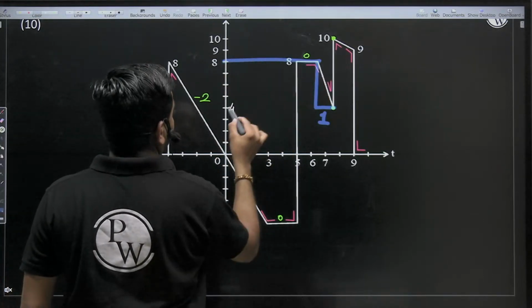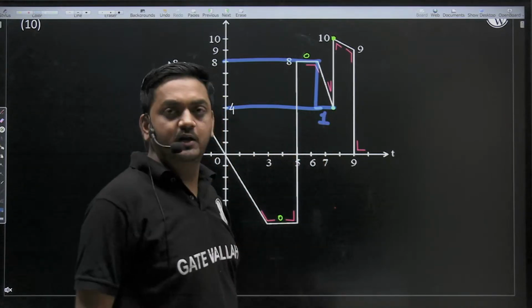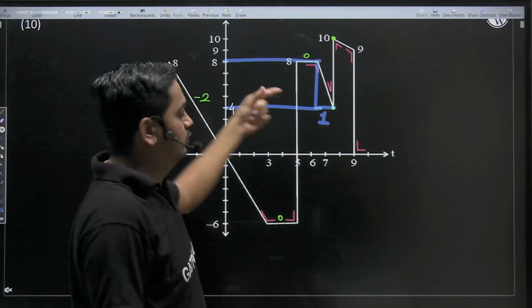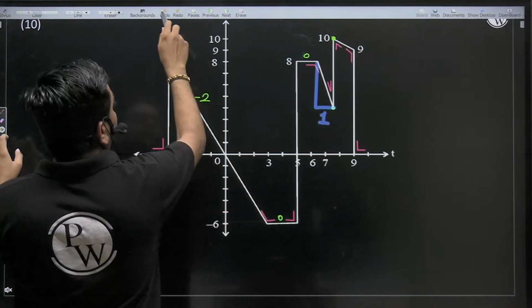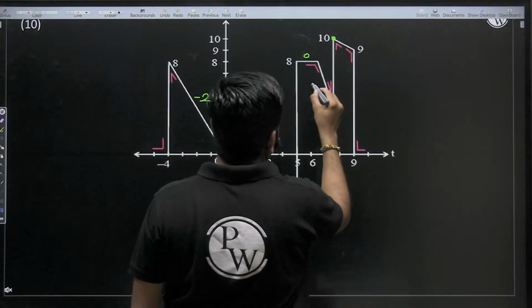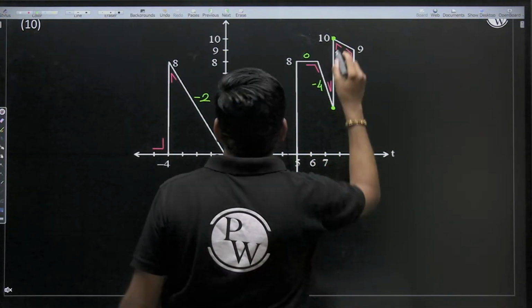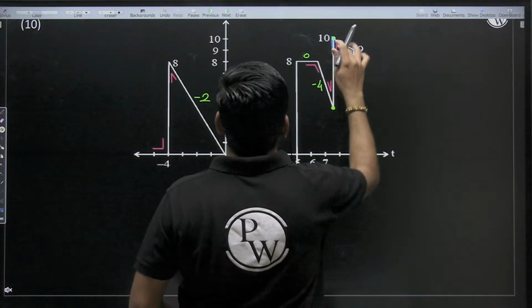You can see this is the value of dy. So dy is 4, dx is 1. Correct? That's why the value of the slope is dy by dx, -4, because this is decreasing. So the slope is -4. Now calculate the value of the slope here, guys, dy by dx, for this one.